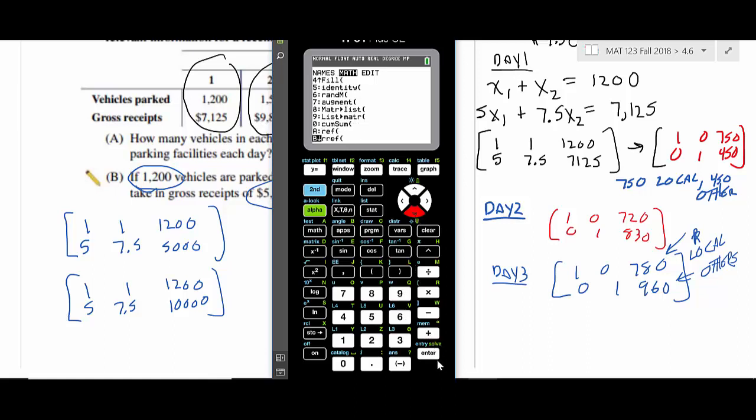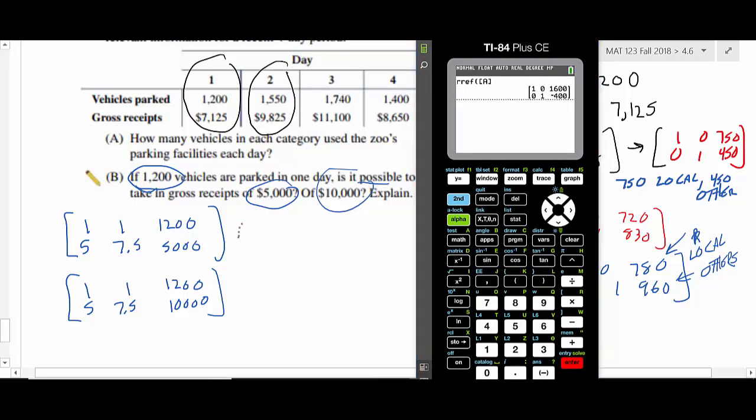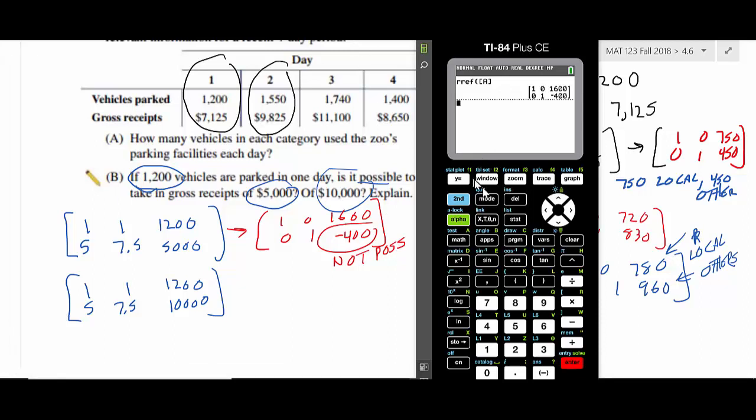So let's see kind of what we get on this, and then I'll see if this makes sense to us. Okay, so here's what we get. Okay, is that possible? No, what's wrong? You'd have negative cars, right? So that doesn't make any sense. Okay, so what's happening on this in your calculator, you want to just write down you're getting 1, 0, 1,600, 0, 1, negative 400. Well, that's not possible. It's not possible if you understand the context of the problem, because you can't have negative cars, okay?